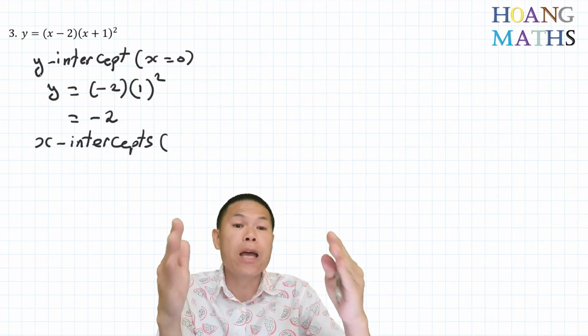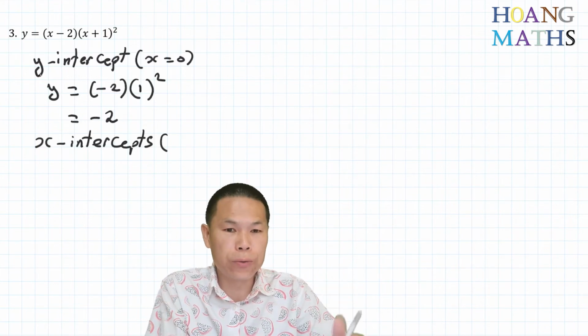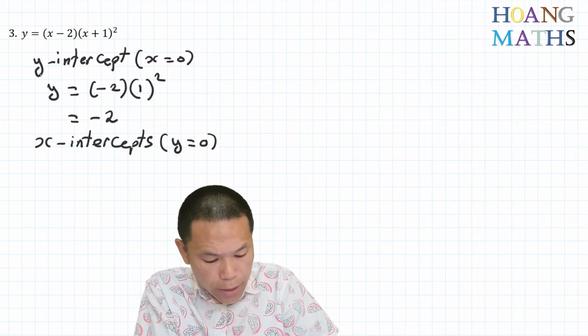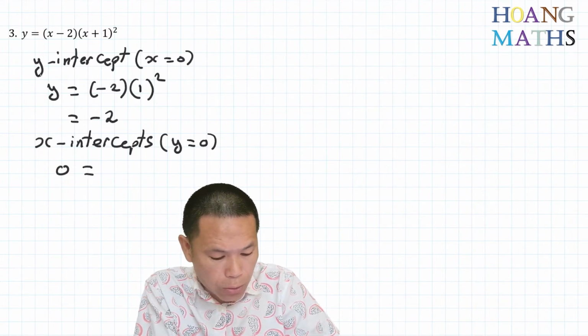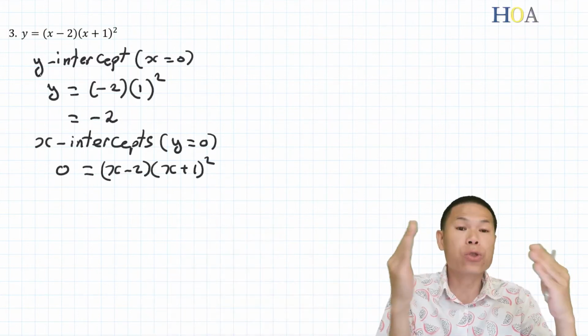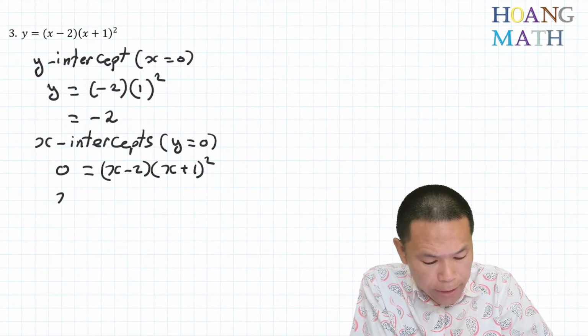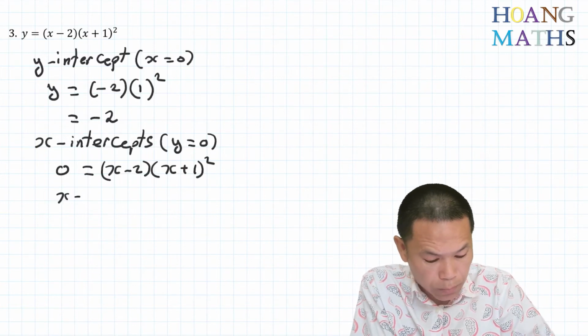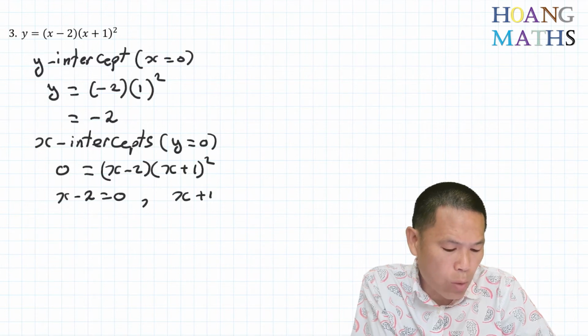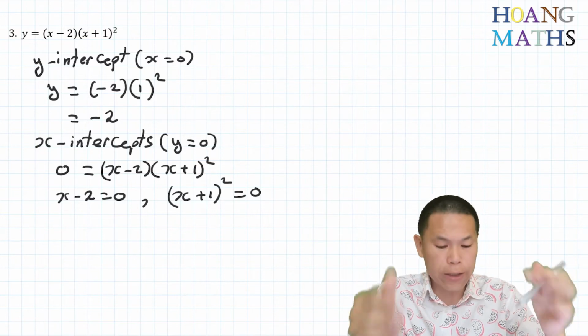So this means when y is equal to 0. So that is 0 is equal to (x minus 2)(x plus 1) squared. To solve this, we know that x minus 2 is equal to 0 and (x plus 1) squared is equal to 0. So now we just solve it, right?